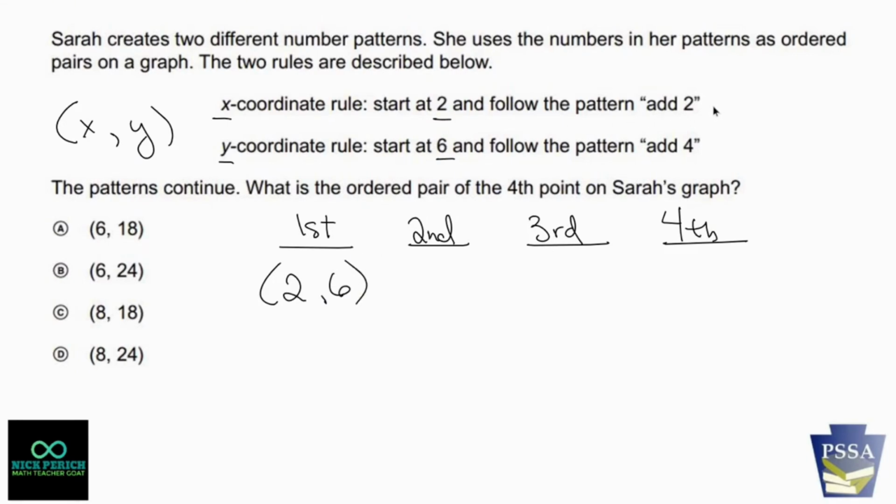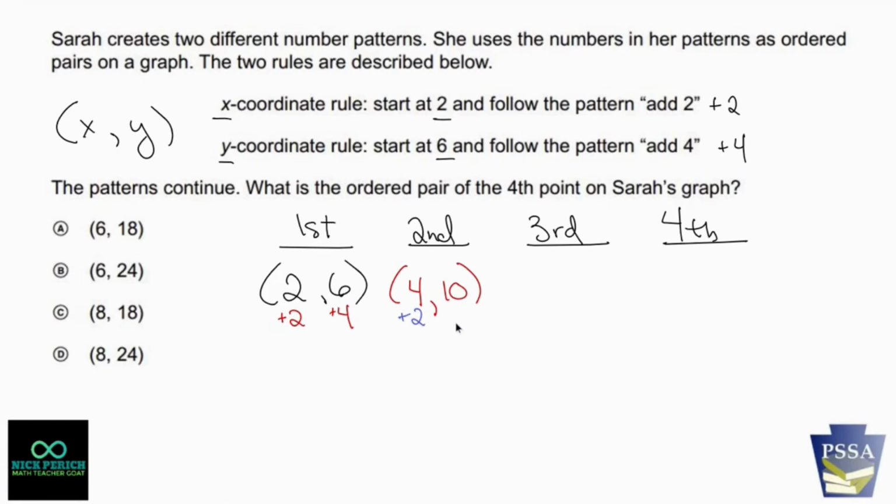Now the pattern is you're going to add 2 to every x and add 4 to every y. So let's do that a couple times. Let's add 2 and add 4. 2 plus 2 is 4. 6 plus 4 is 10. That's our second point.